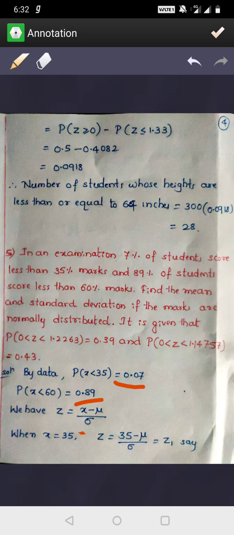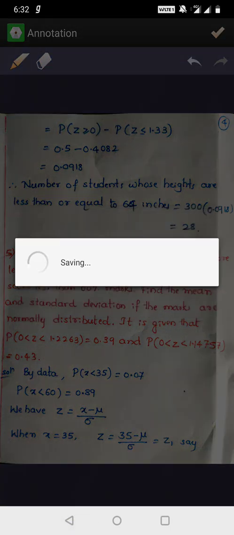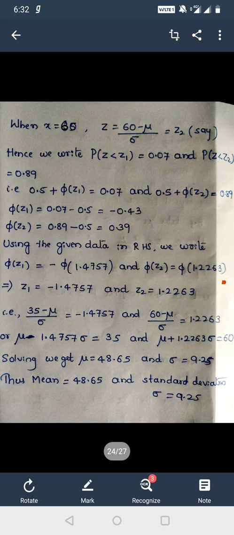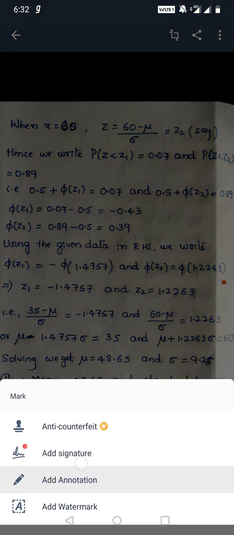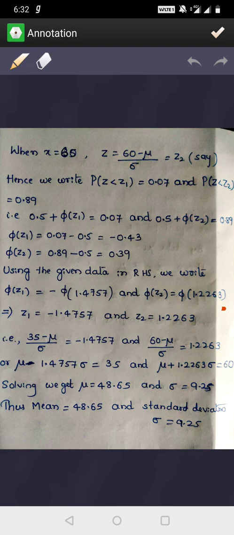So what is the normal distribution? z equal to x minus mu by sigma. So when x is 35, z becomes 35 minus mu divided by sigma. We call this z1. Now similarly, when you consider x as 60, then z will be 60 minus mu divided by sigma. We call that z2.